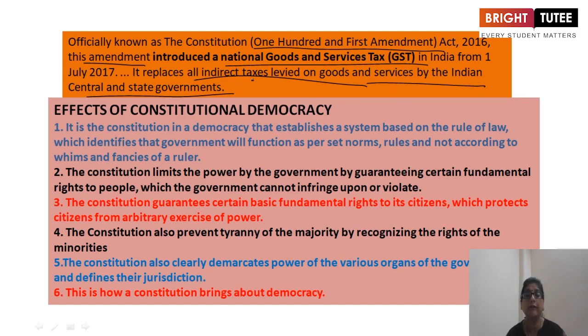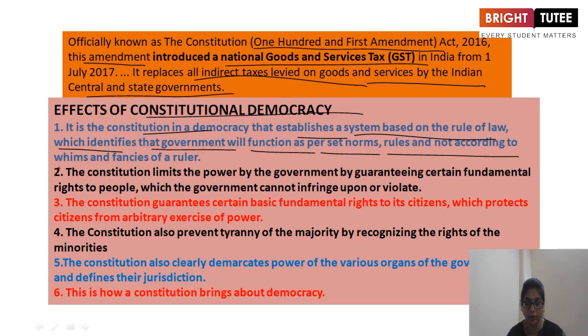Now, what are the effects of these constitutional democracies? It is the constitution in a democracy that establishes a system based on the rule of law, which means the government will function as per set norms and rules, and not according to the whims and fancies of a ruler. And the constitution limits the power of the government by guaranteeing certain fundamental rights to people, which the government cannot infringe upon or violate.